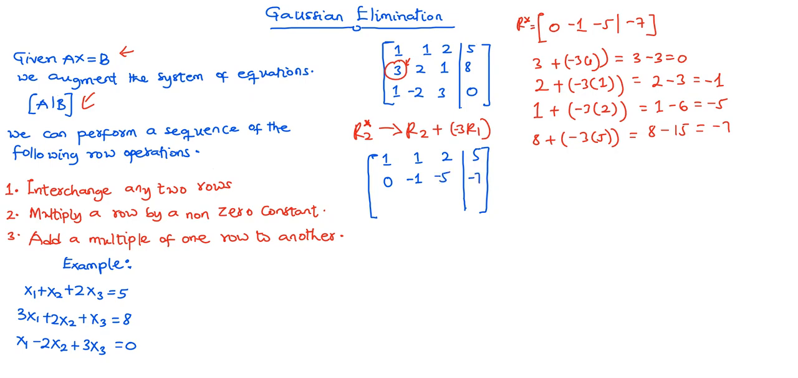Now what I want to do is change this value here also to 0. So let's look at the operations and which one we can apply here. You see that I have 1 here and then I have 1 here. If I subtract 1 from 1, I'm going to get 0. So what I'll do is multiply row 1 by minus 1, and then add it to row 3.